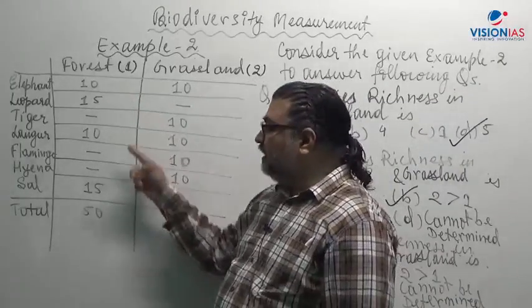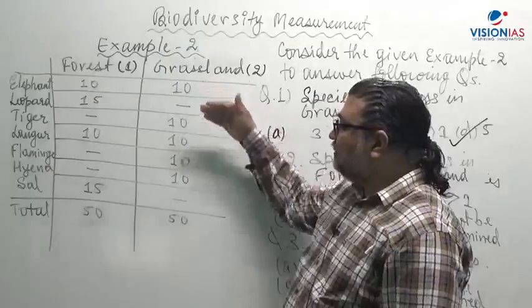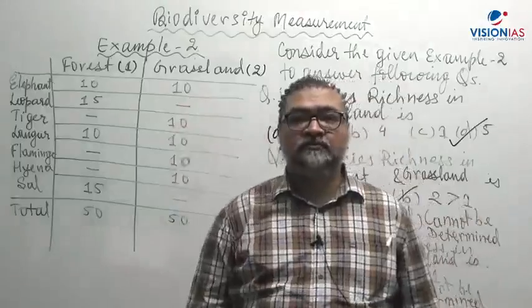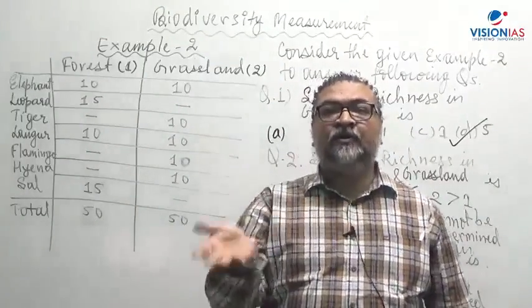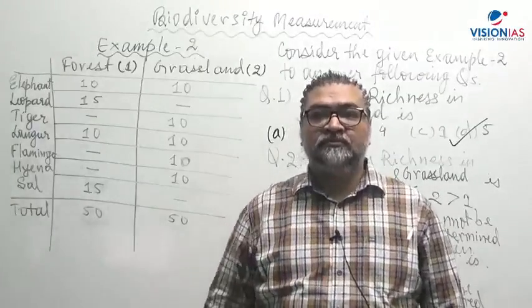10, 15, 10, 15. Forest. Grassland has got 10, 10, 10, 10, 10. All are 10. Which is more evenly distributed? Grassland or forest? 2 or 1? Definitely grassland.